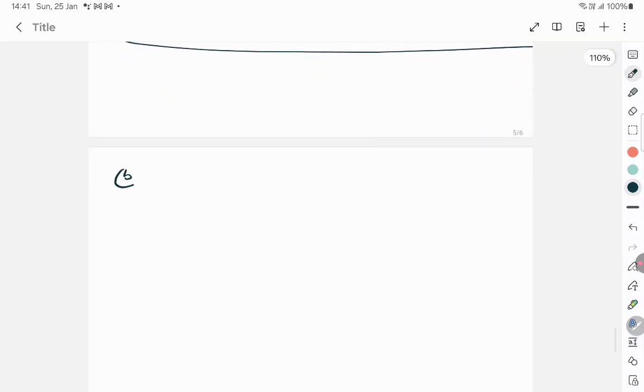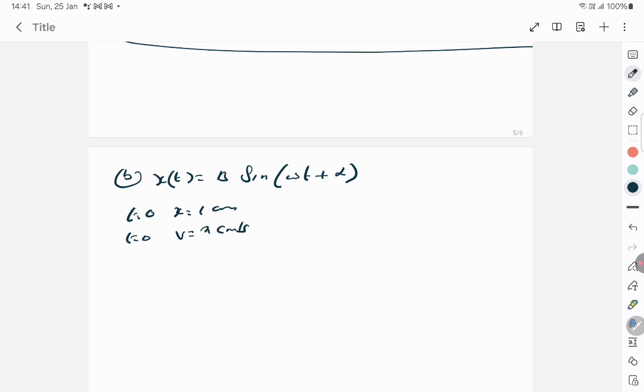Part B, they have given another one, which is x of t is equal to b sine omega t plus alpha. And at time t is equal to 0, x is equal to 1 centimeter. Same thing. At time t is equal to 0, velocity is also pi centimeter per second. Angular frequency, again, is pi per second, which is what is given. However, they seem to be substituting omega directly, and I have an issue with that. So I'm assuming that it's radians per second, and then I can substitute. So just take it and write it.